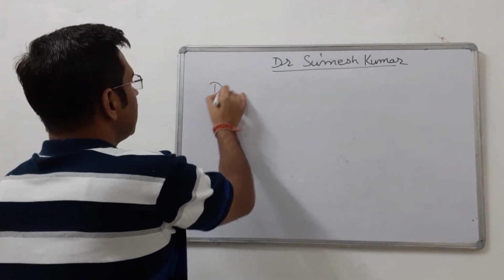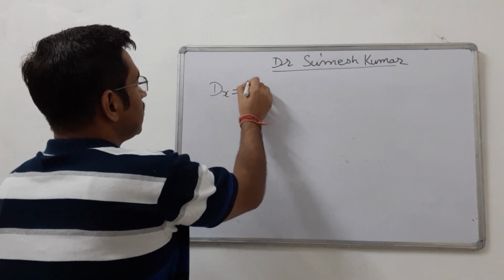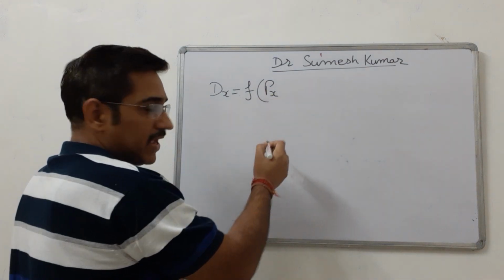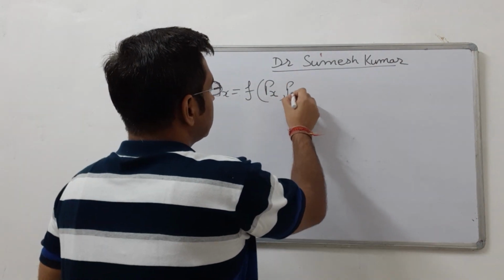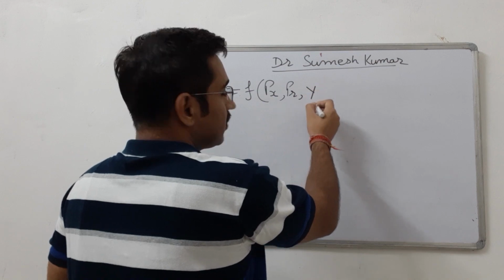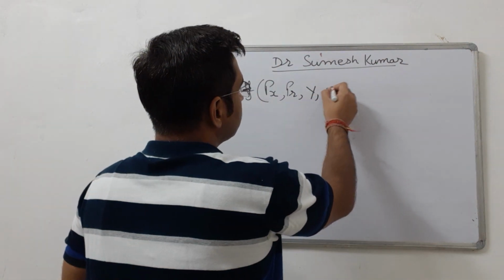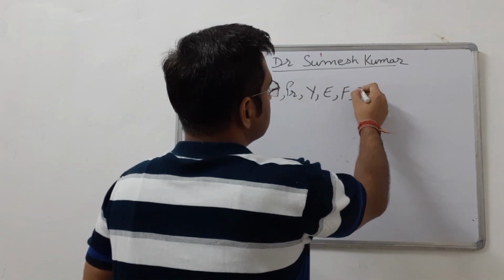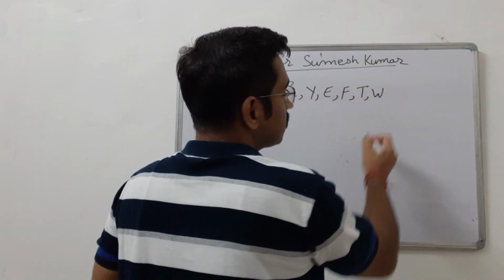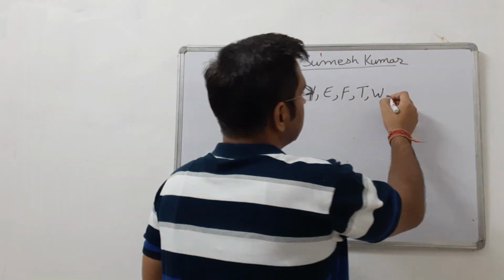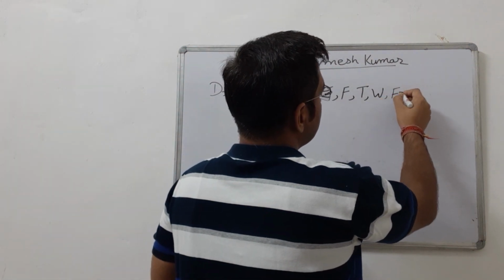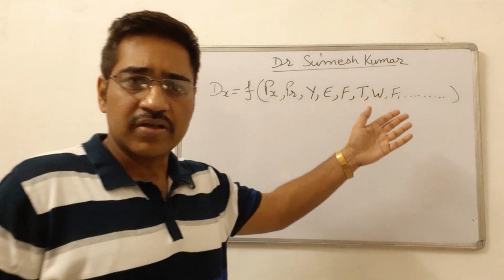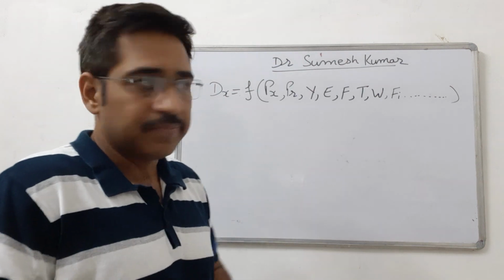Today we are going to discuss what are the various factors affecting demand of any commodity. Suppose demand for X commodity is a function of price of the same commodity, price of a related commodity, Y stands for income, E stands for future expectations, F stands for fashion, T stands for taste, W stands for weather, and FI stands for finance facilities available. And there may be many other factors affecting demand of the same commodity.